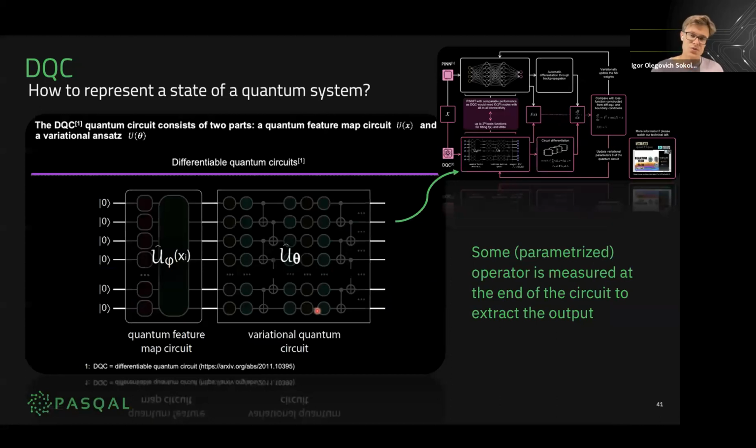To go into more detail, a differential quantum circuit has two parts, and both can be differentiable. You can have a differentiable feature map also, which would be great. You can also extremize your output depending on the parameters of the input, which can be also great. And then you have your variational quantum circuit. It can be any combination of layers that you desire.